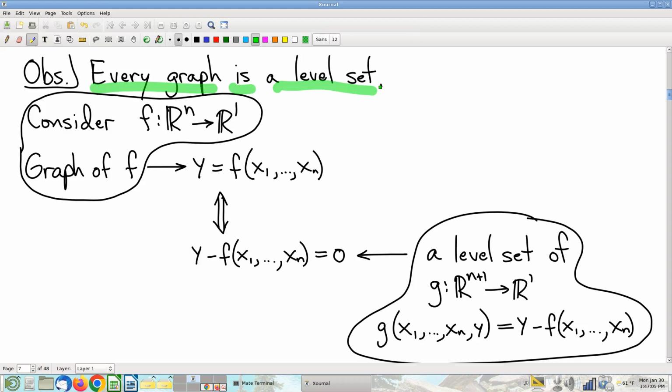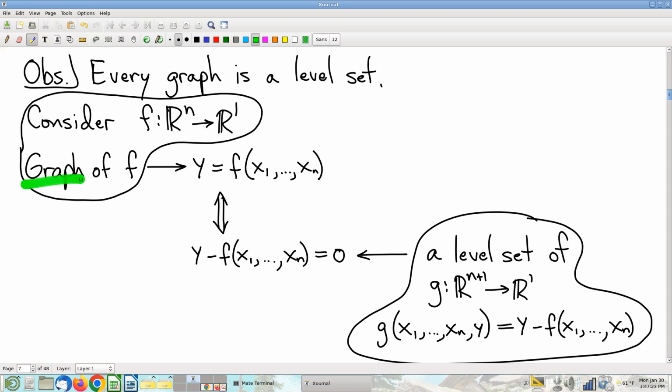Now, that is seemingly a surprising thing to say given how much discussion I gave to how they're very different constructions, right? So importantly, while every graph is a level set, it's a level set of a different function, right? So actually not that surprising. So here's the big idea.